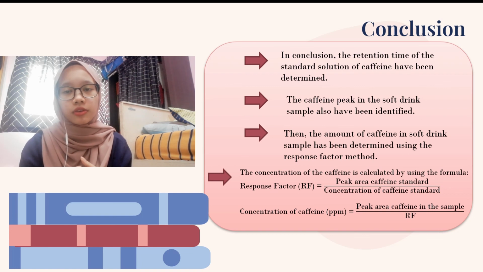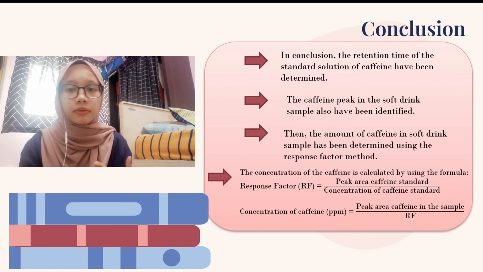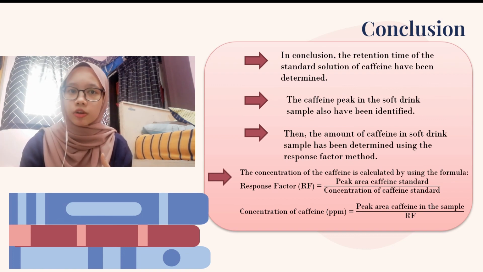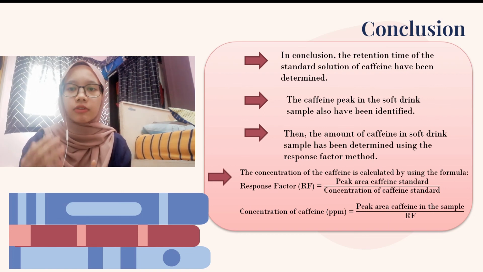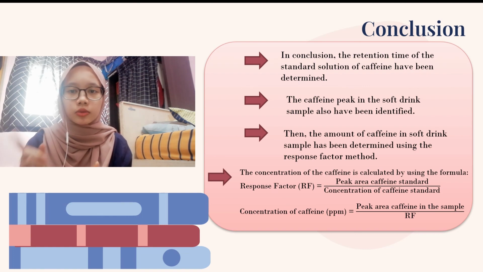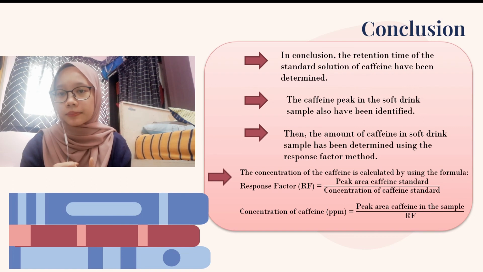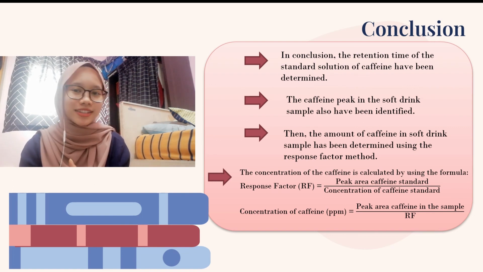Next, the amount of caffeine in the soft drink sample has also been determined by using the response factor method. The concentration of the caffeine is calculated by dividing the peak area of the caffeine standard by the concentration of the caffeine standard to get the value of the response factor. Then the peak area of the caffeine in the sample is divided by the response factor to get the value of caffeine concentration in the unit of ppm. Thus, all of the objectives of the experiment have been achieved. Thank you.